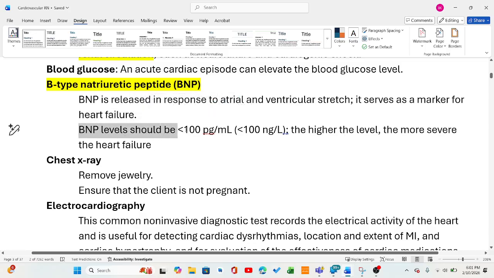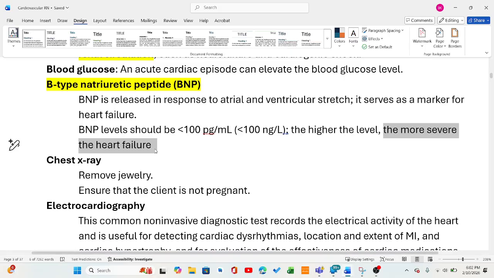You are not supposed to know the normal range, but when you see that the BNP levels are less than 100, then we say the person's BNP level is low, which is normal. But anything greater than 100 indicates that the person is having heart failure. The greater the number, the greater the severity of the heart failure. So for heart failure, please remember the lab is BNP. If it is myocardial infarction, it is called troponin. If it is renal, think about creatinine.